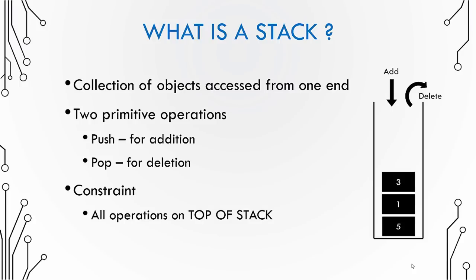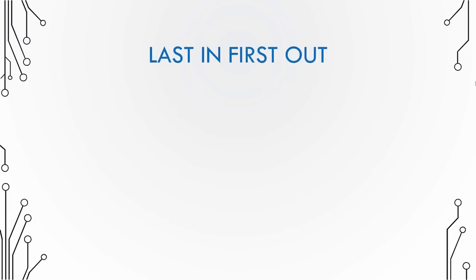So if you have to add an element, it goes from the top of stack inside the stack. And if you have to delete an element, it should always be deleted from top of the stack. That means the topmost element will get deleted. Now a stack is also called last in first out. Why? Because the object that goes in last will be out the first.